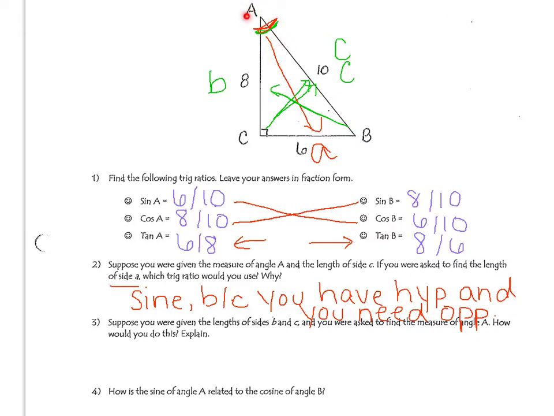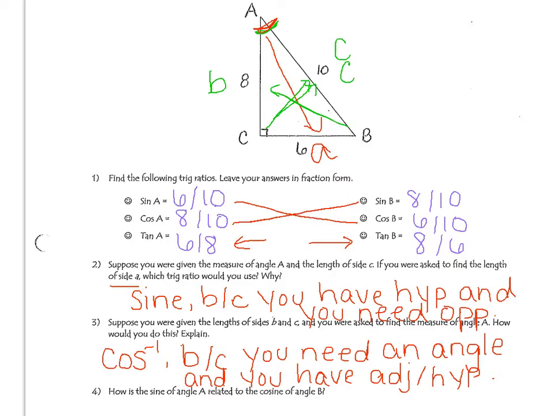But then because I'm trying to find an angle, I also have to keep in mind that that would be an inverse trig function. So I would use the inverse of cosine. And that's what you're going to want to write as part of your answer. I would use inverse cosine because, let me interpret here for you a little bit, cosine inverse because you need an angle. So needing an angle means to use the inverse. And you have the adjacent and the hypotenuse. Okay, so that's how I would word that.